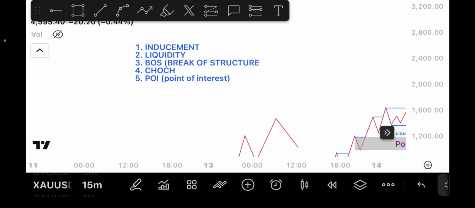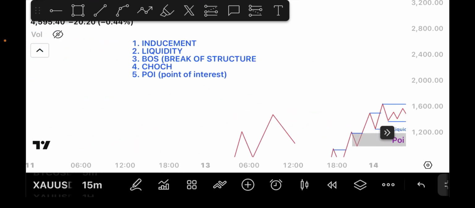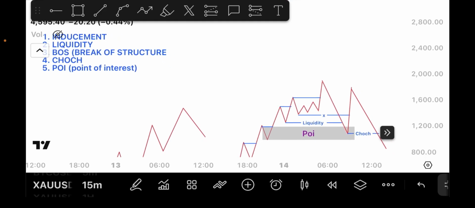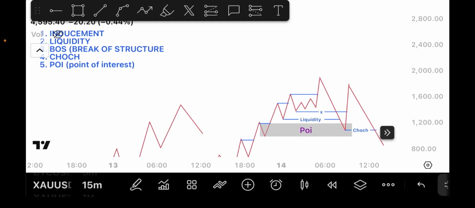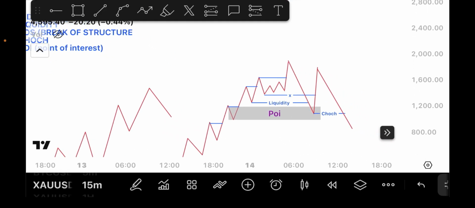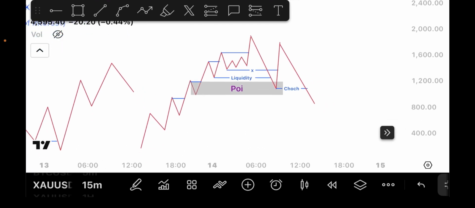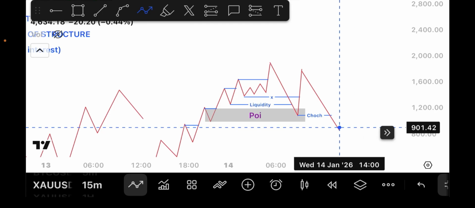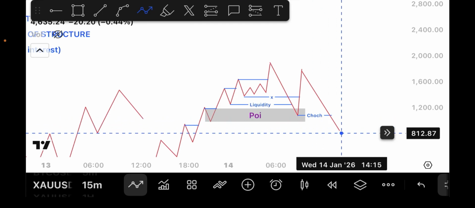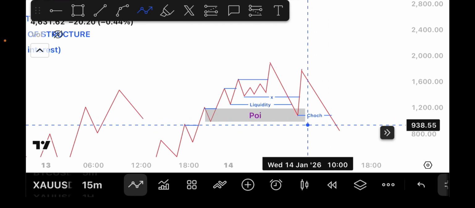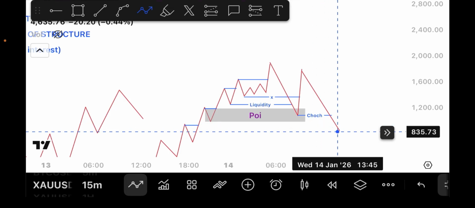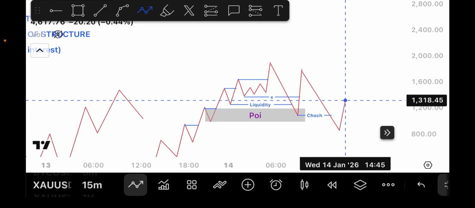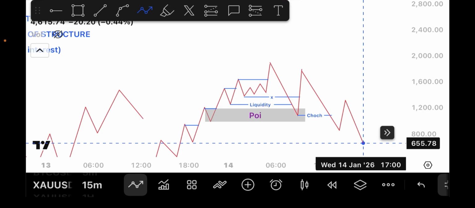You see how we have met all four criteria now. We have gotten our inducement, our liquidity, our break of structure, and our change of character. At this point the market is not ready to buy again. Then you wait for the market to close below our change of character. Sometimes the market will pull back like this and come down like this.